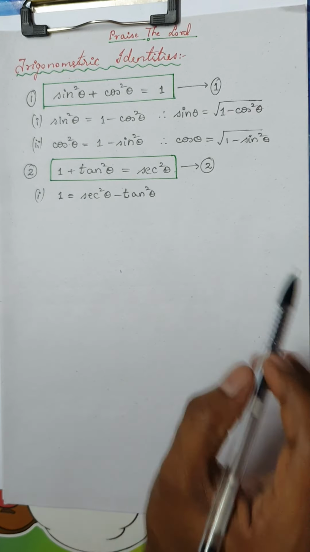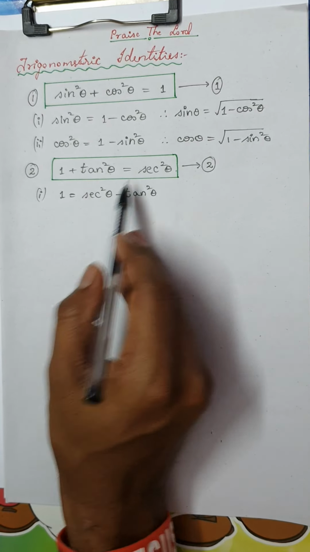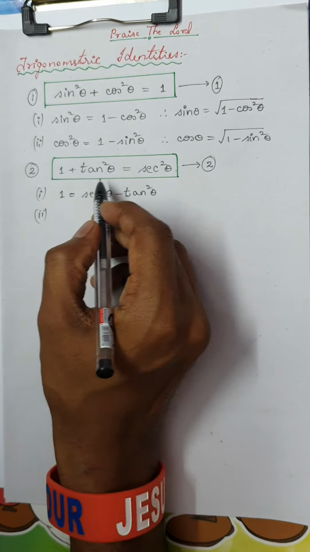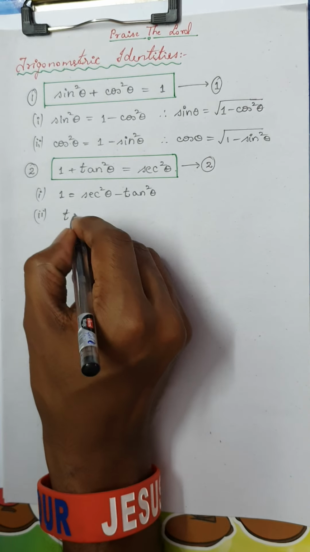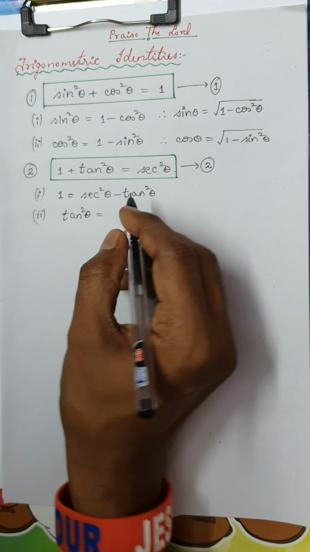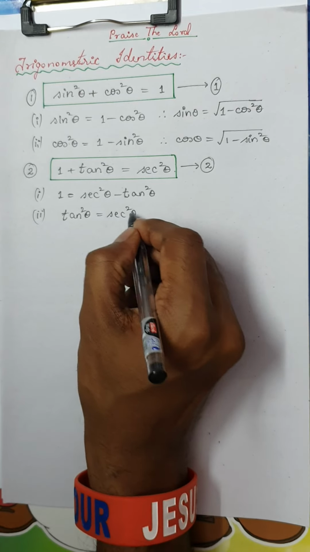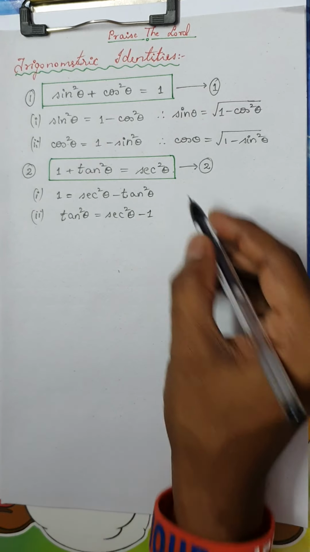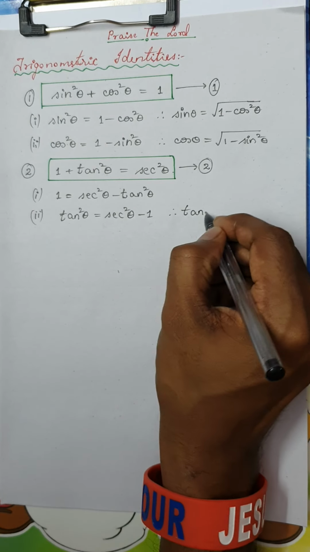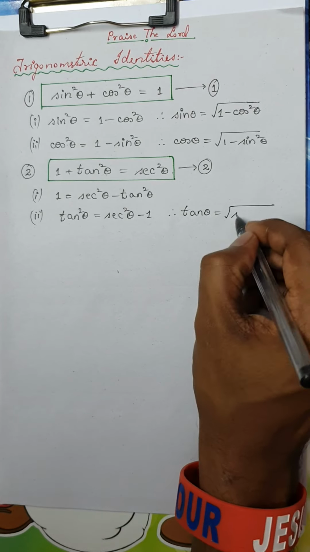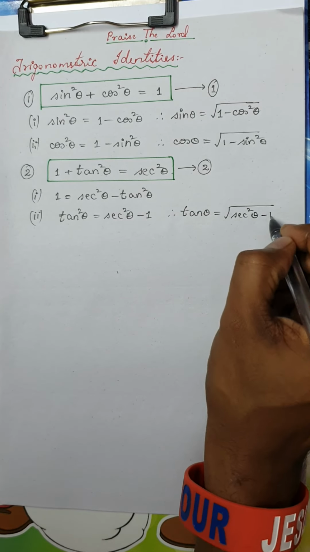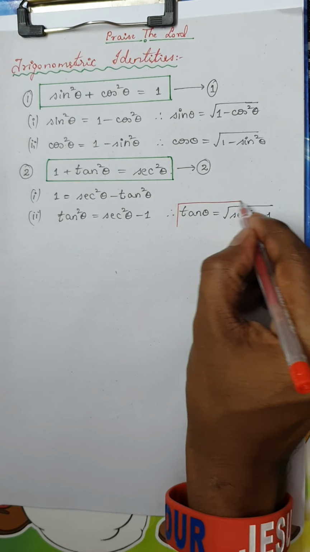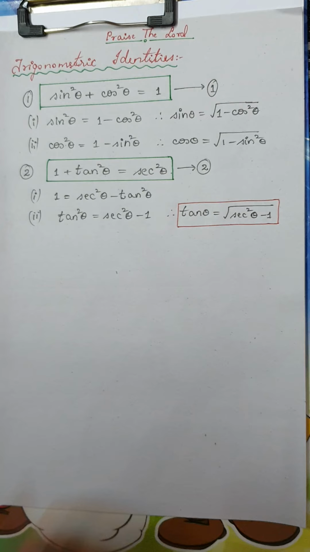Please remember, for 1 marker question, we are going to use this. Secant square theta minus tan square theta is equal to 1. Or you can do the other way around, send 1 to the right hand side. Therefore, tan square theta is equal to secant square theta minus 1. Is it clear? Just shifting 1 to the right hand side. From this, I can write tan theta is equal to root of secant square theta minus 1.